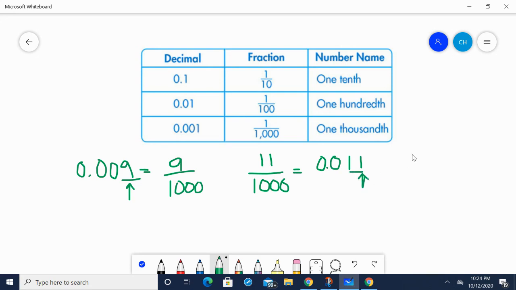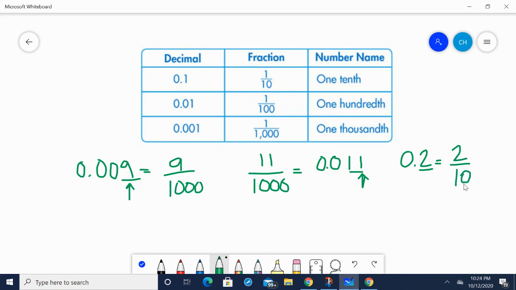Okay. One more. Let's do 0.2. I can read that as 2. It's in the tenths place. So 0.2 is also equal to the fraction 2 over 10, which is also read 2/10.